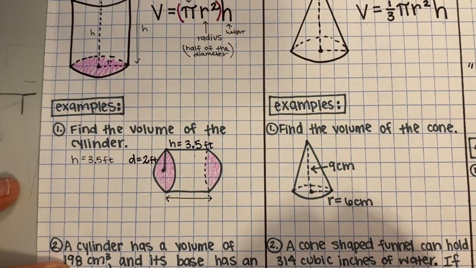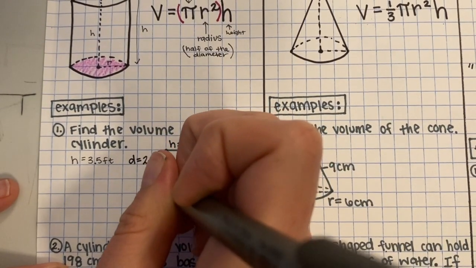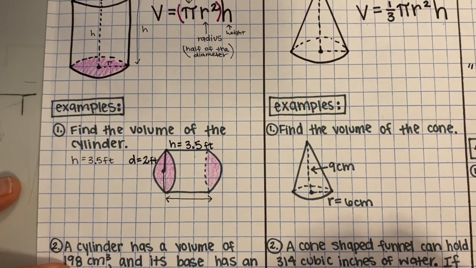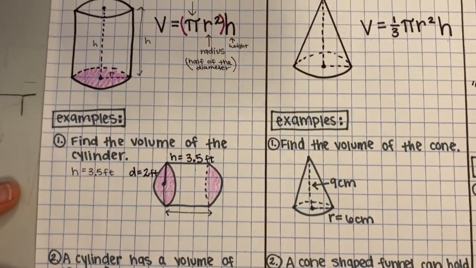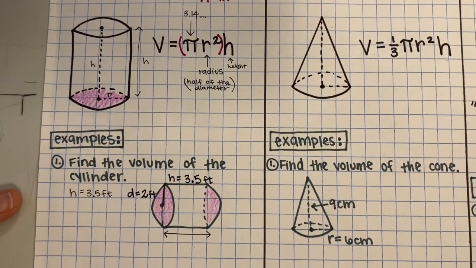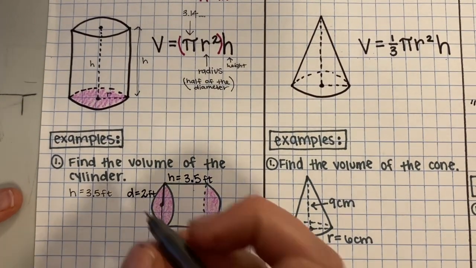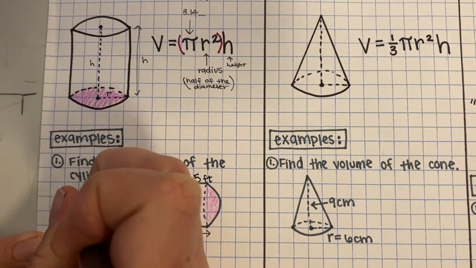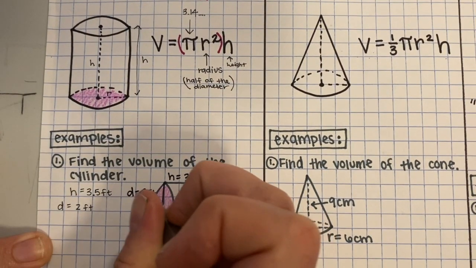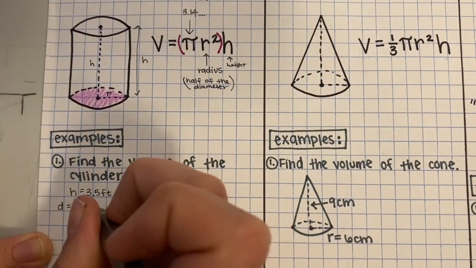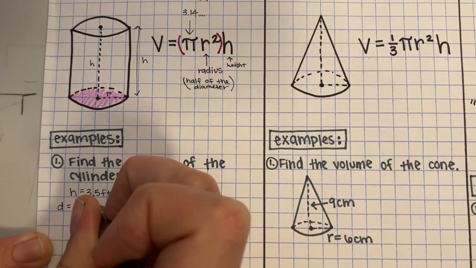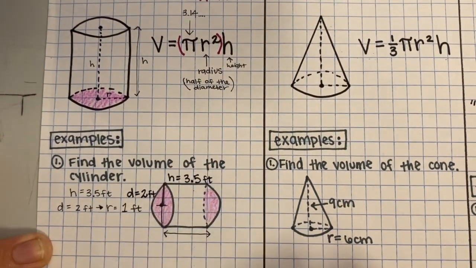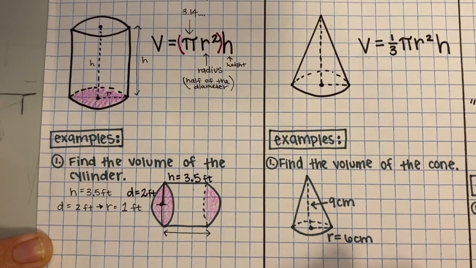My diameter is from one side of my circle through the center to the other. I don't need diameter when I'm looking at the volume of a cylinder. I need radius. So if they give me my diameter is 2 feet, I need to divide that by 2 to get my radius, which is going to be 1 foot. So now I have what I need.